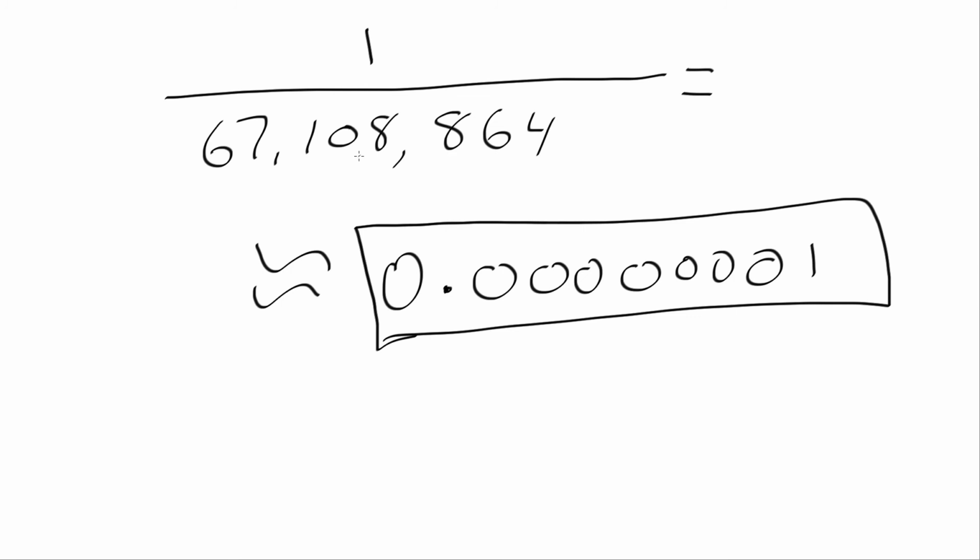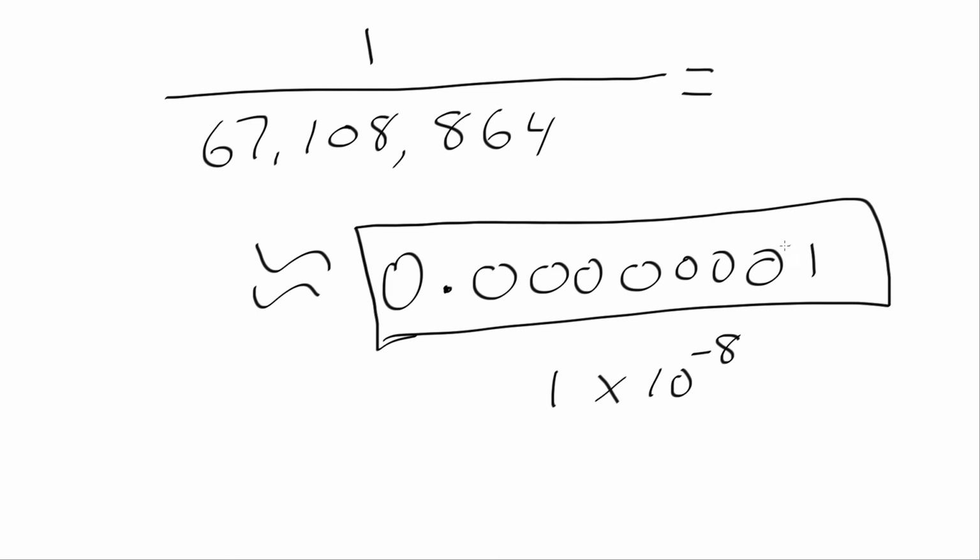We can write a large or small number like this using scientific notation. In this case, it's how many decimal places we have to move the decimal point to get it to the right of the 1, and that's 1, 2, 3, 4, 5, 6, 7, 8. So 1 times 10 to the negative 8th is our answer for this particular problem.